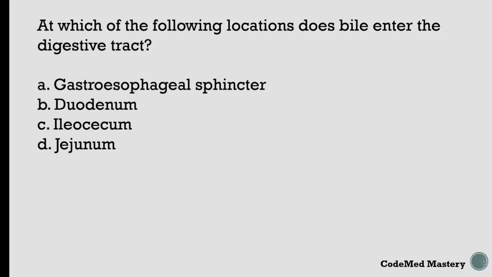Next question. At which of the following location does bile enter the digestive tract? Option A gastroesophageal sphincter, option B duodenum, option C ileocecal, option D jejunum. The right answer is option B duodenum.